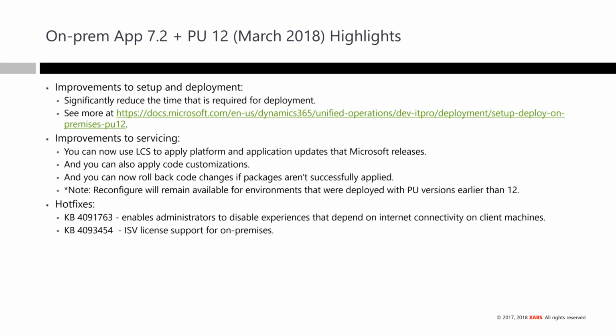This already existed for the cloud for a while, but you can also roll back code changes, packages. So if applying a package fails, you have the possibility of rolling it back so that your environment is back to a clean state. Previously, this was not possible. If it failed, you were stuck. You had to figure out what went wrong, and if you wanted to roll back, it was almost impossible to figure out what you had to roll back manually to clean it up.